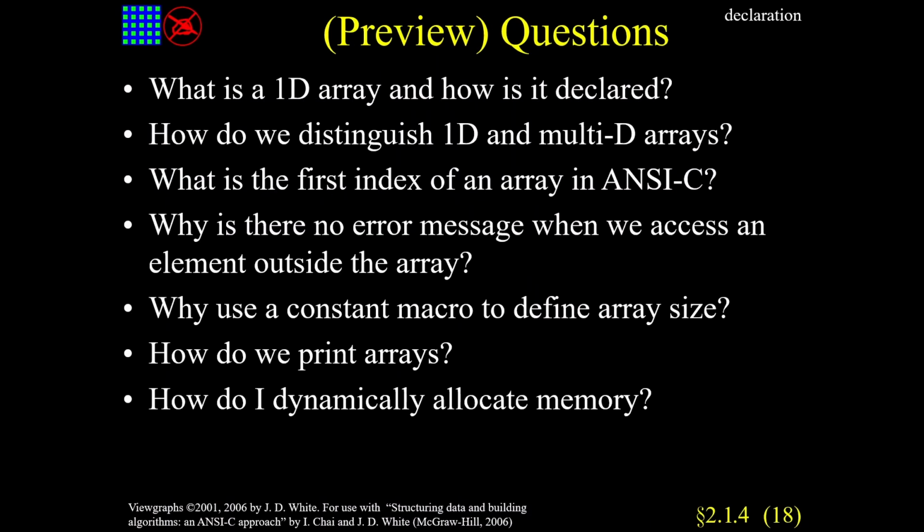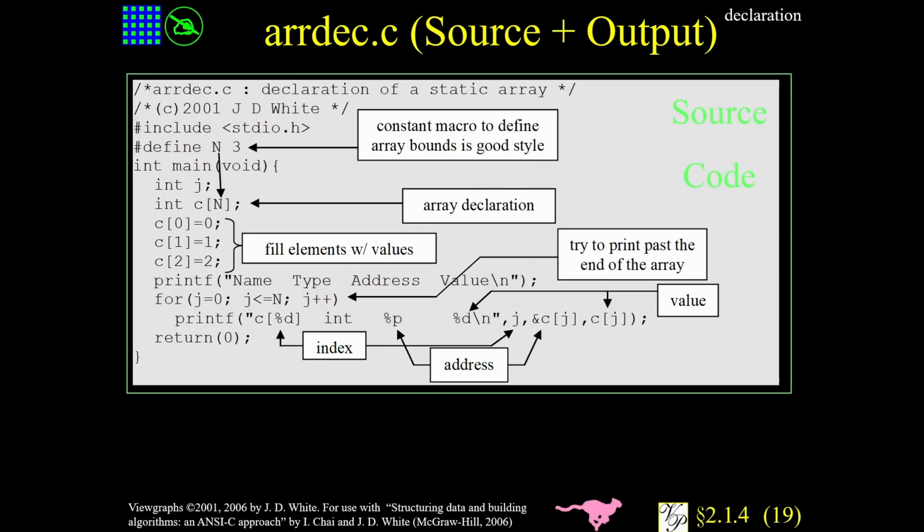As you look at this code, please think about the following questions. What is a 1D array and how is it declared? How do we distinguish between 1D and multi-D arrays? What is the first index of an array in ANSI C? Why are we getting error messages when we go outside an array? Why are we using a constant macro? How do we print arrays and how do I dynamically allocate memory? These are the questions we'll look at as we see the code. We'll hopefully answer them. Please spend a few minutes looking through the code.